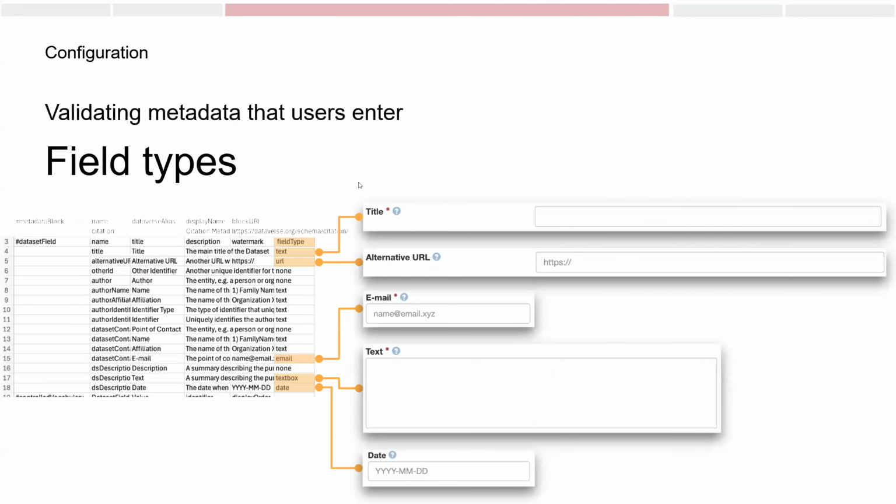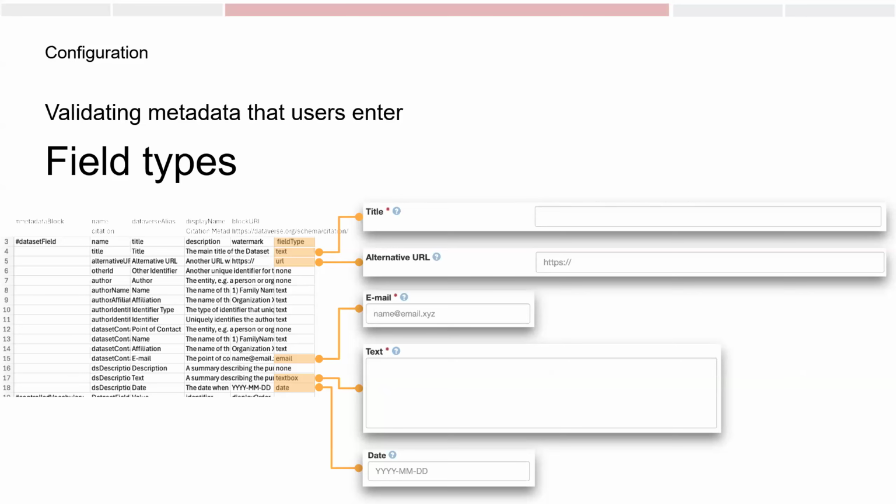Next, we'll be talking about validating the metadata that users enter. Part of that concept of metadata validation is tied into field types. So here we have a field type row in the metadata block TSV file, and you can make the field a text field type, and that'll just give you a simple one line text box. You can make it a URL or an email as well, and that'll give you simple text boxes that might be smaller.